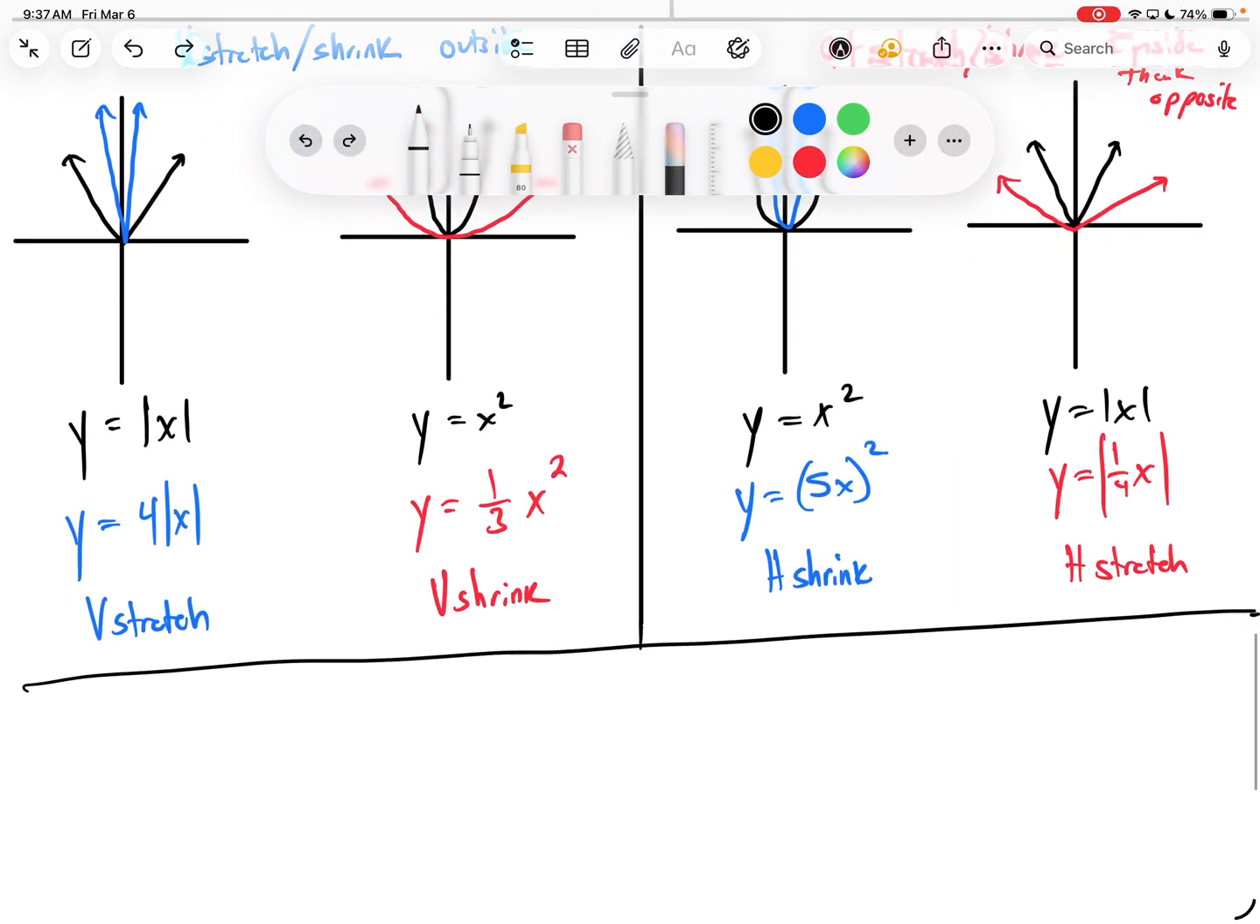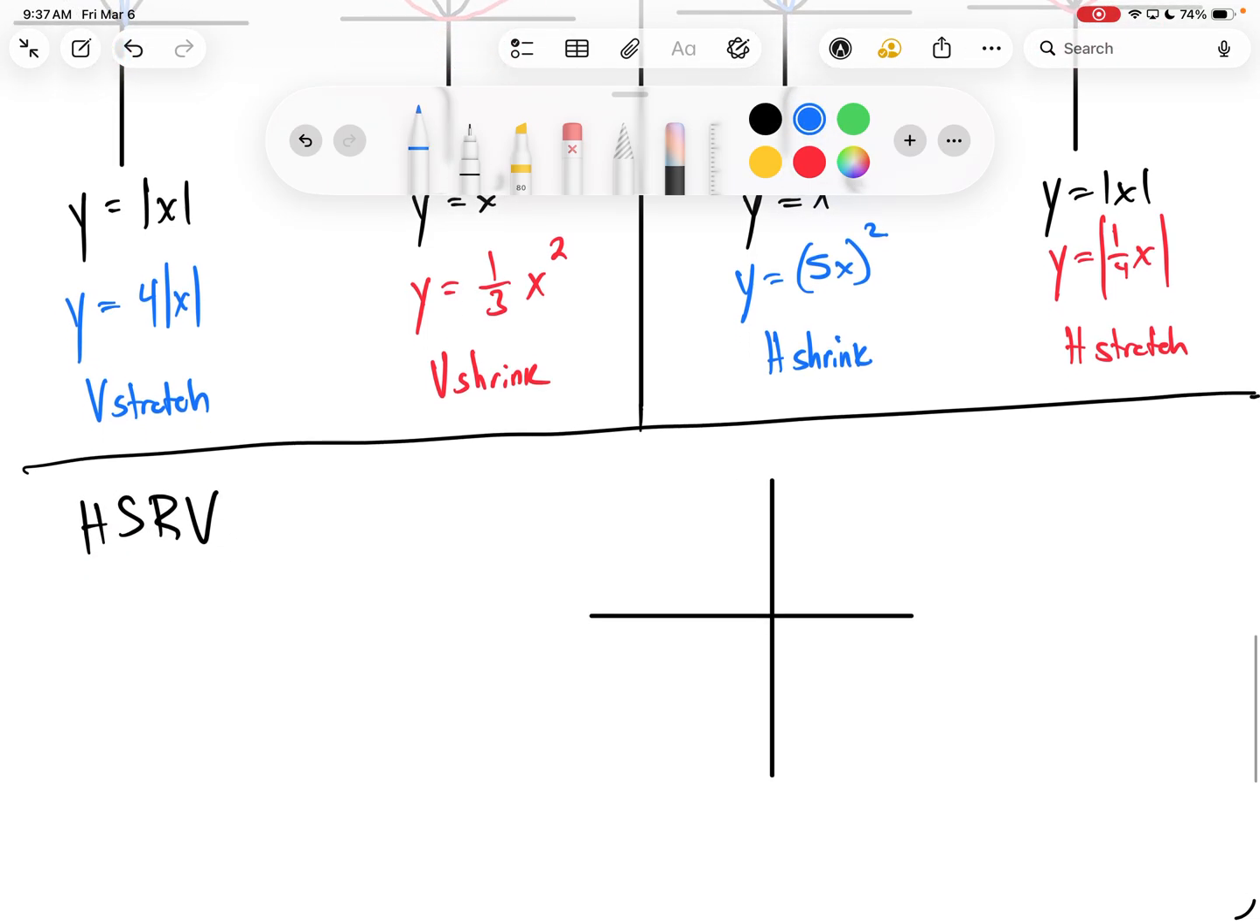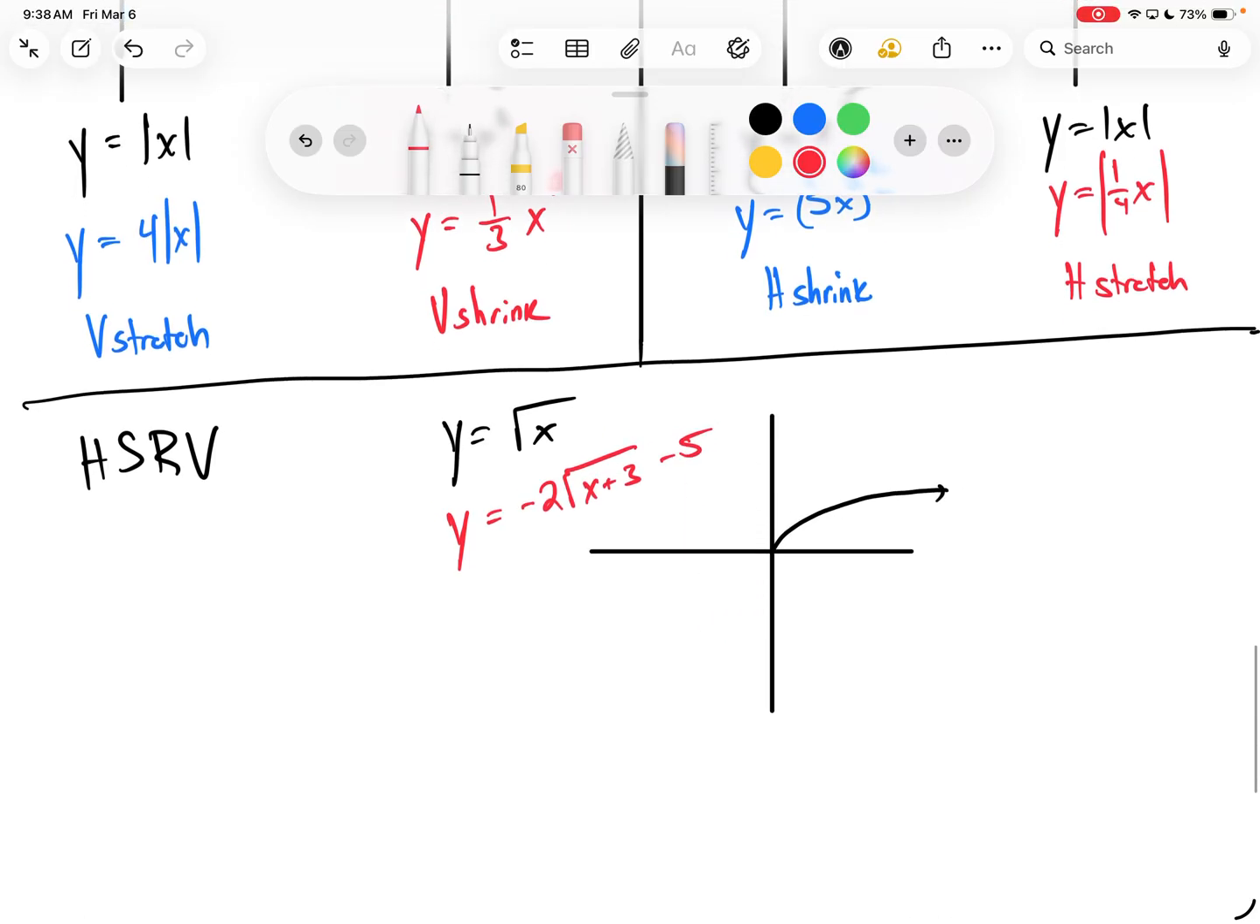Keep going on here. Just to put this all together real quick. The order of operations, they say, is HSRV. So if you have a problem like, sure, we'll do the square root of x. The square root of x looks like this. But what if I have something like this, and I got to graph it?